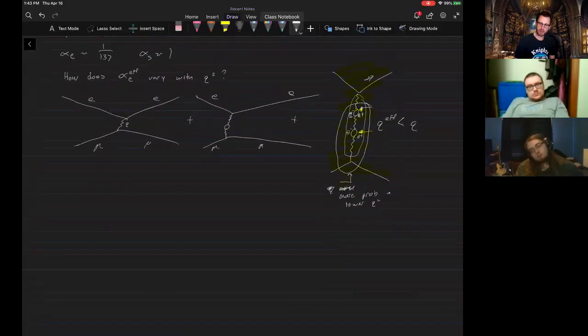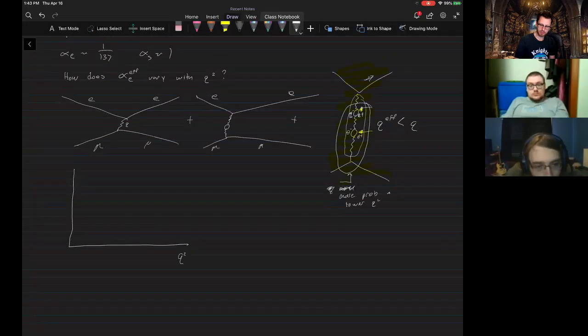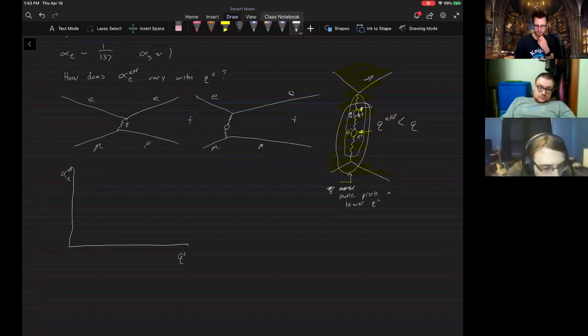And so you could plot that. You could imagine plotting, as a function of Q squared, what happens to, say, the effective alpha in QED. We just saw that as Q squared goes down, the charge of the electron is going down. So it looks something like this. This thing would go to alpha E, and it would go something like this. Nope, that's not right.